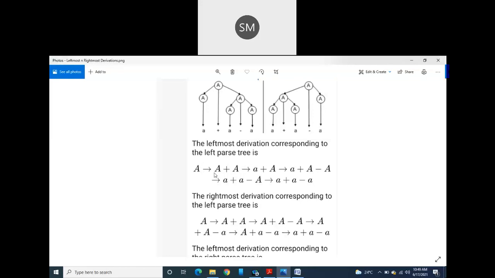So now I am writing the grammar: A plus A. Then again, this leftmost A is there. Here we got two A's in the RHS of my production. In these two capital A's, if the leftmost A is replaced by a and the rightmost A is kept as it is, then it is nothing but leftmost derivation. It means that you keep on replacing the leftmost non-terminal. I hope you are understanding.